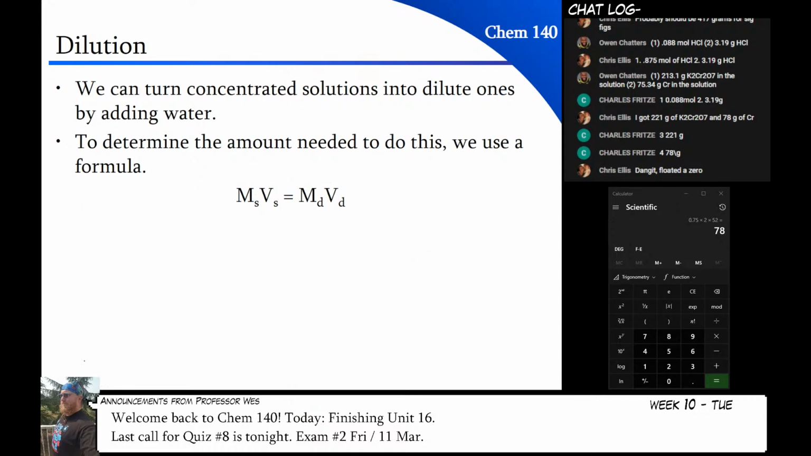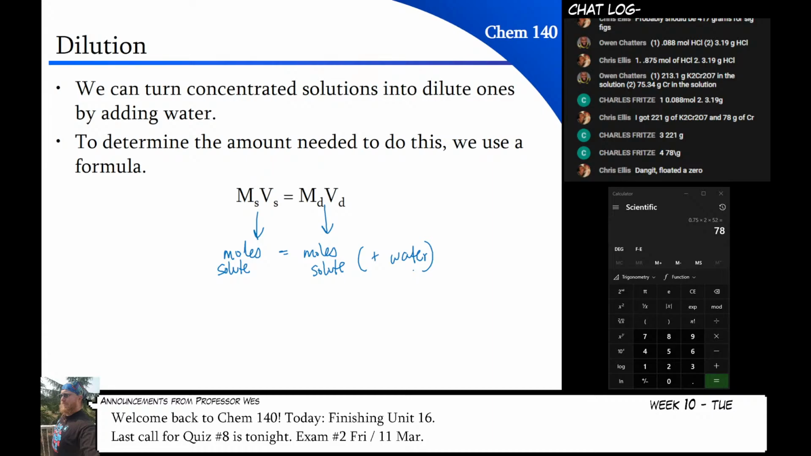Now, practically speaking, M times V is still moles, and M times V is still moles. So what we're ending up with here is really just an expression that says moles equals moles. But that kind of checks out, right? Because the moles of the solute that are in here, before and after, are not going to change.